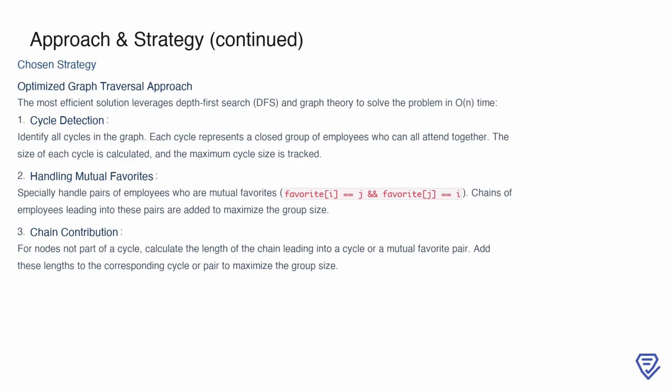Cycles in the graph represent closed groups of employees where everyone can mutually attend the meeting. Using DFS, we identify these cycles, calculate their sizes, and track the largest cycle size. Next, we address the special case of mutual favorites. These are pairs of employees where each is the favorite of the other.